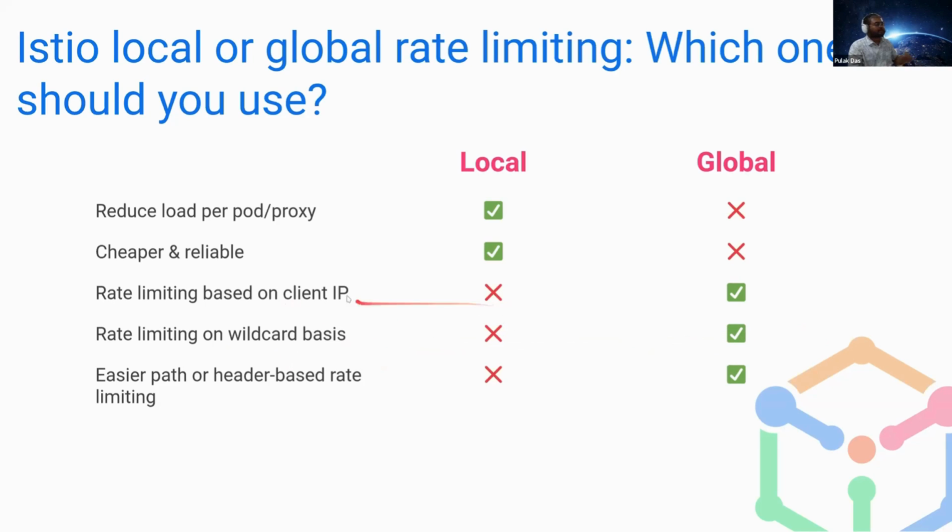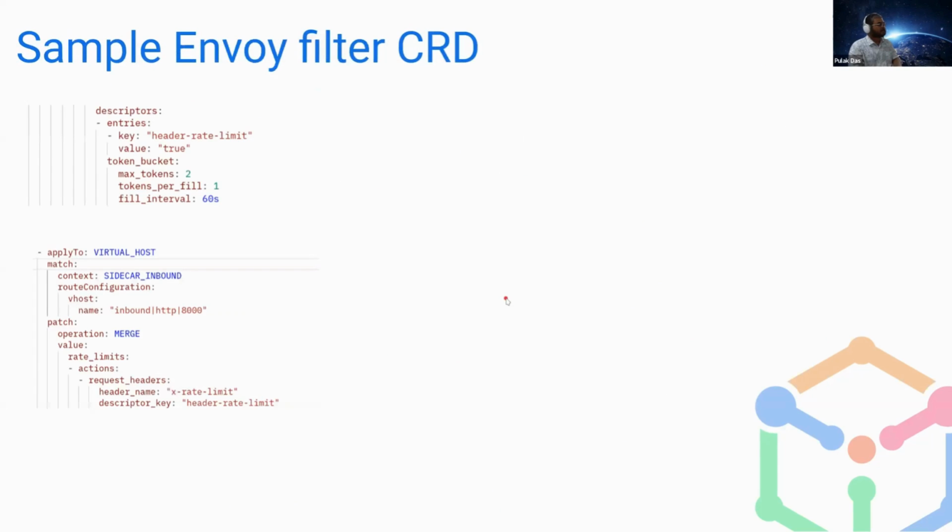And for the client IP one, both of these fall into the same category. Essentially, with the local one, you have to specify a specific value for the descriptor. So when you come here, you have to give a key and you have to give a value. If you want to do it for an IP address, you can do that here as well. You can put remote address here and you will get the remote address as your descriptor entry. But the issue is you'll have to put a very specific value for what the remote address is going to be. Only then can you set the token bucket for that IP address. You cannot make it so that for each and every IP address, there will be a separate token bucket.